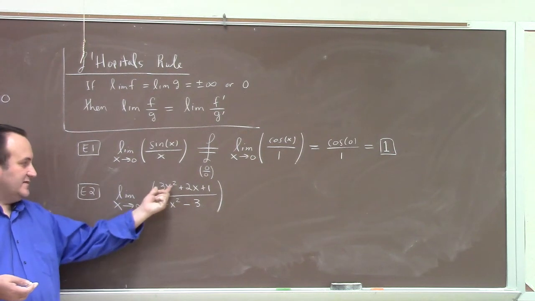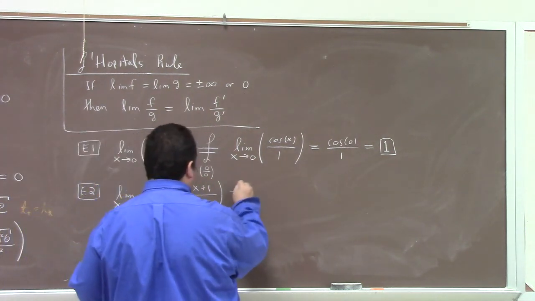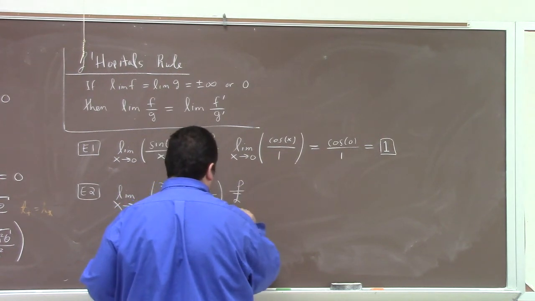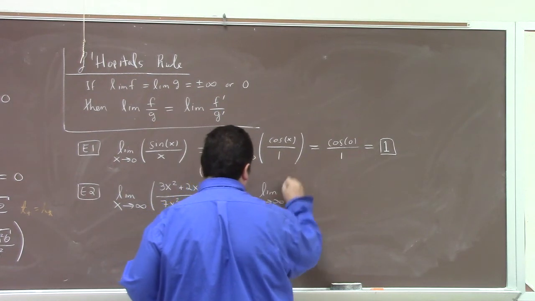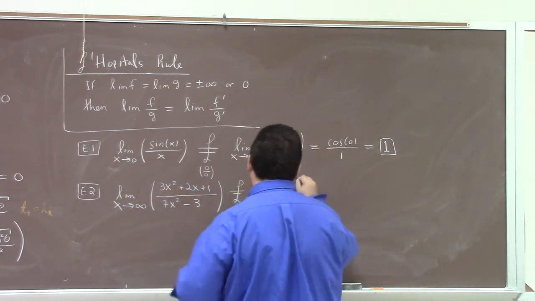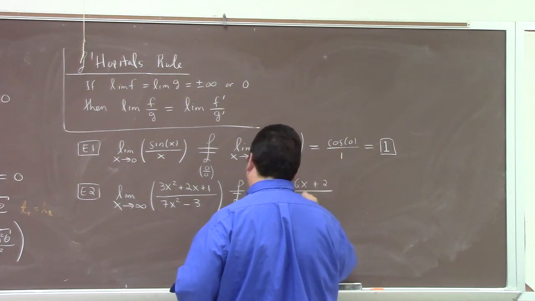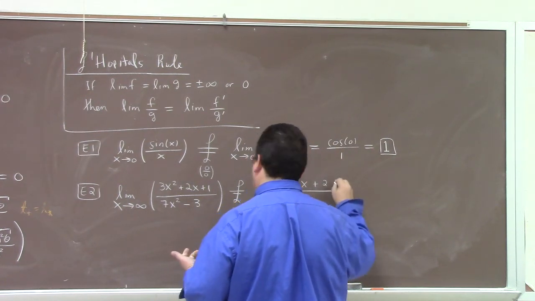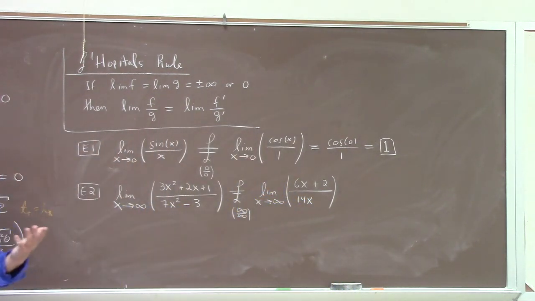So that means this is type infinity over infinity, right? So we could apply L'Hopital's rule to this. So I do what? Limit as x goes to infinity, differentiate, so I get 6x plus 2 over 14x. Now again, as x goes to infinity, I have type infinity over infinity. What can I do? I apply L'Hopital's rule a second time.